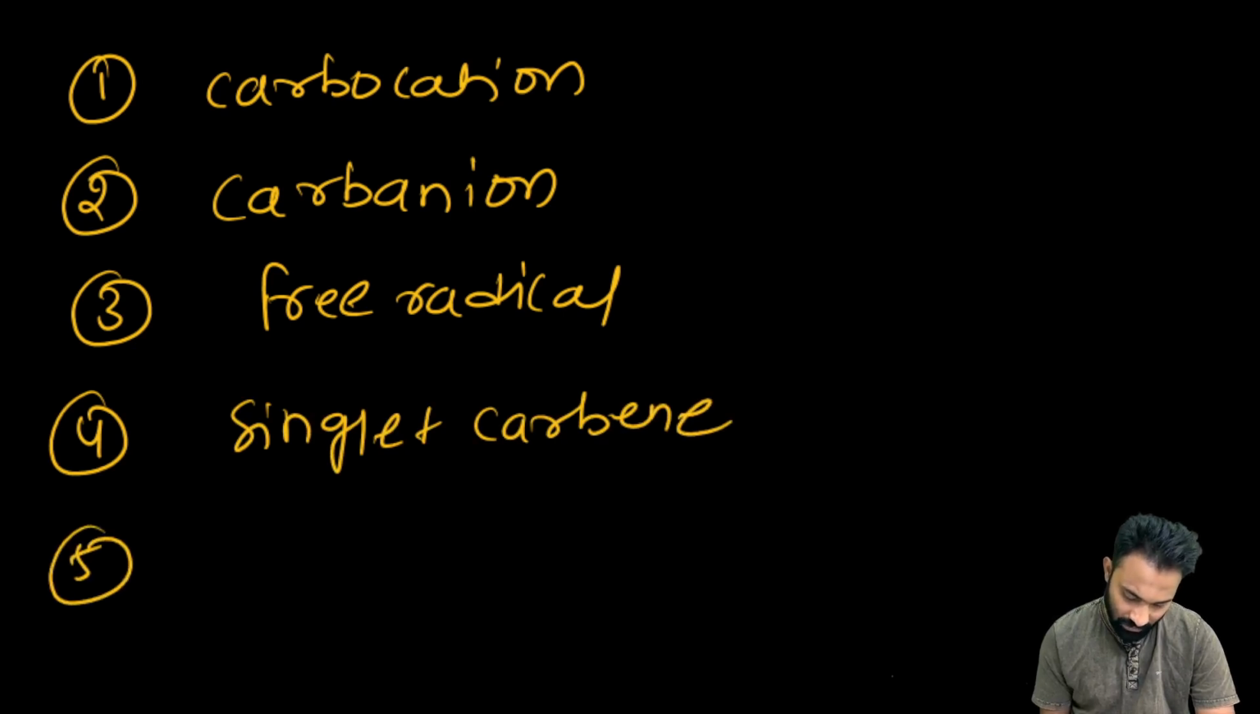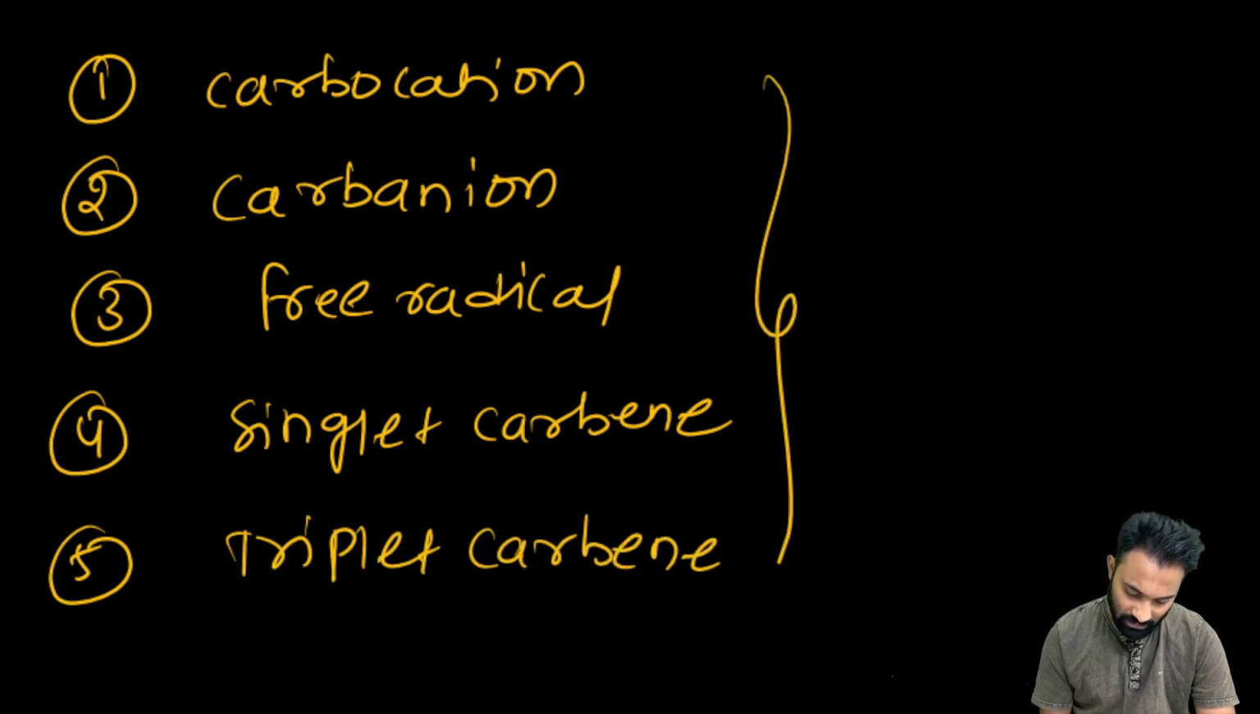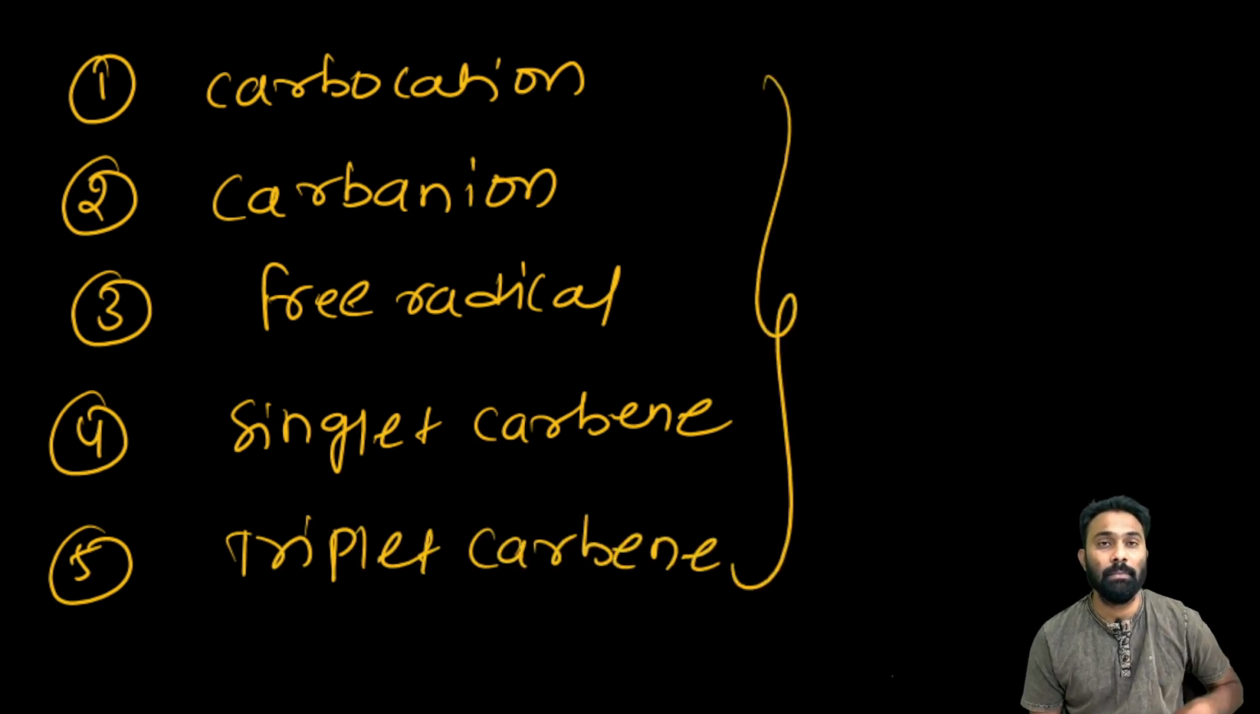Next, fifth, we are having the triplet carbene. Clear? Now these are the intermediates we are mainly going to focus on in our GOC. Clear? How the carbocation, carbanion, free radical, singlet carbene and triplet carbene are formed, now we are going to see.